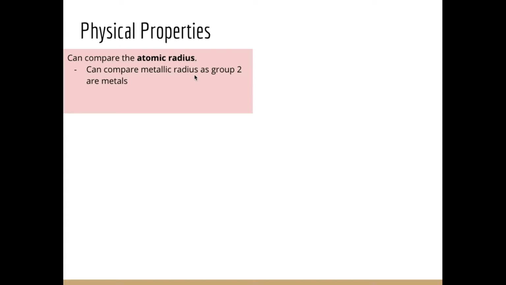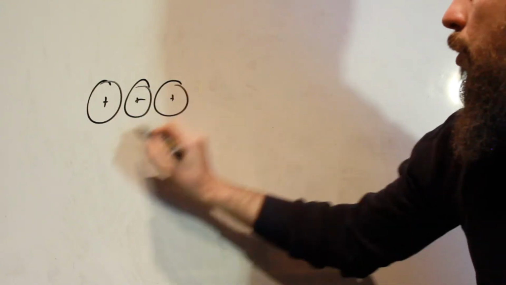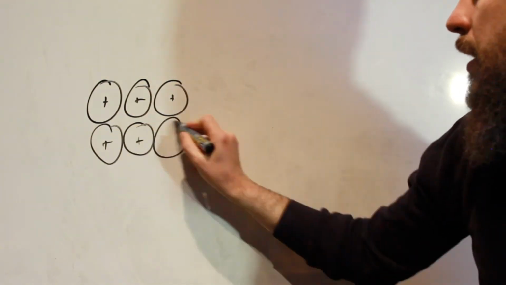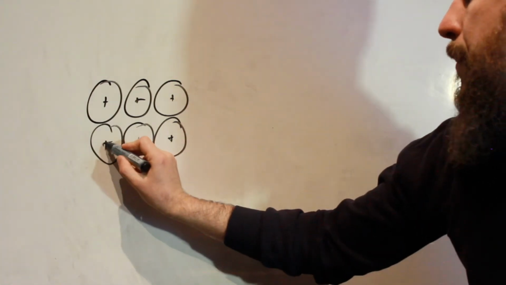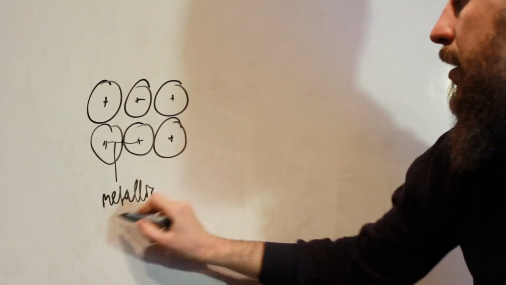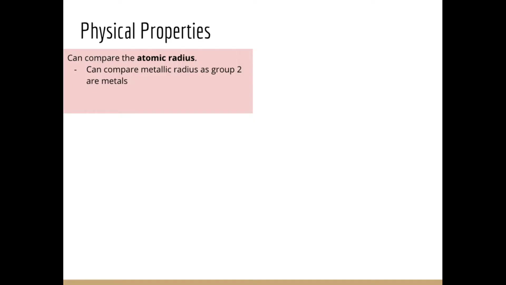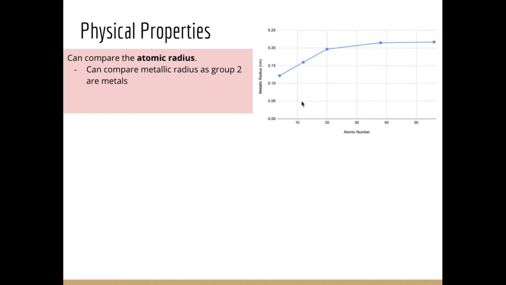So when we were looking at comparing the radius for our periodicity going across period 3, we were looking at the covalent radius, but as these are all metals, we can compare the metallic radius, which is exactly what it sounds like. If you have a metallic lattice where you've got your cations all forming the structured lattice with the delocalized electrons, you can measure the point between the 2 nuclei, and then half of that is going to be the metallic radius. So let's have a look at the trend that we observe in the metallic radius for our group 2 elements. It looks like this.